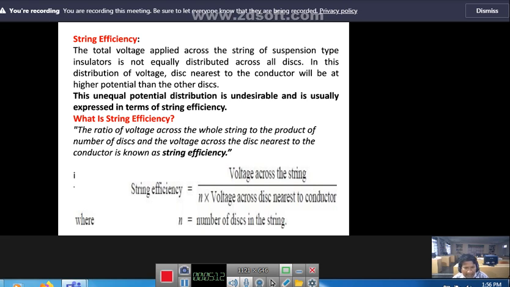The unequal potential distribution is undesirable and is usually expressed in terms of string efficiency. By using string efficiency, we can decide the performance of the insulator clearly.